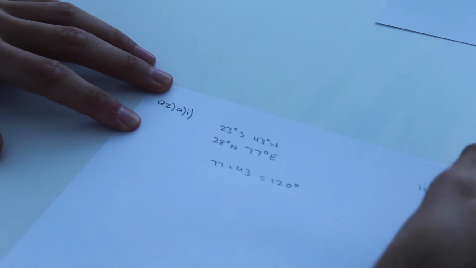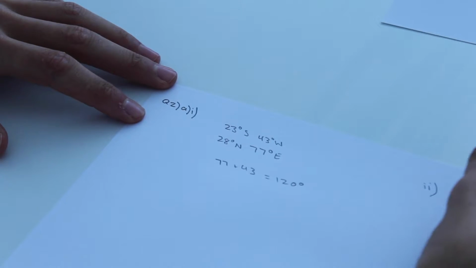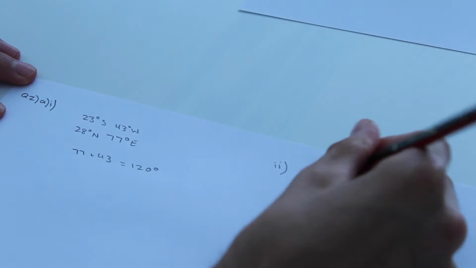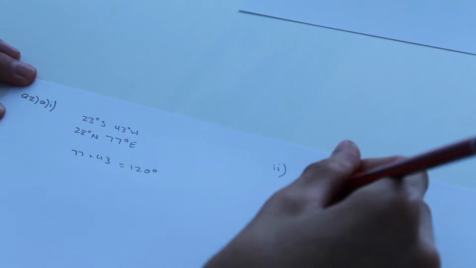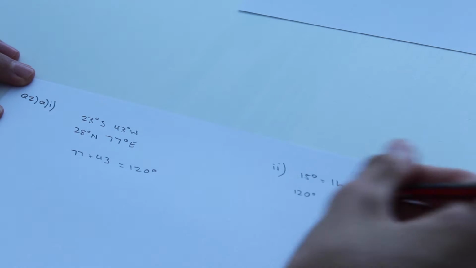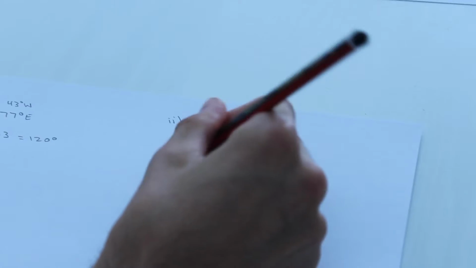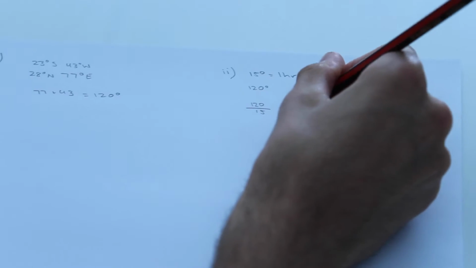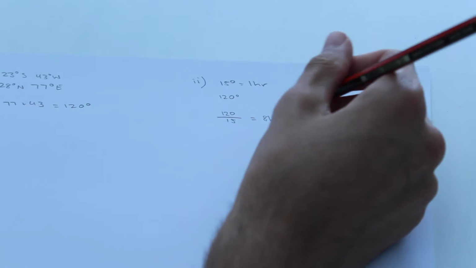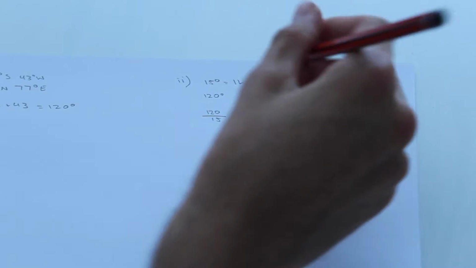Part 2 of the question asks us to determine the time difference in Rio and New Delhi. So in order to do that, we have to understand that 15 degrees is equal to 1 hour on the map, and 120 degrees is the difference between the two countries. So in order to work out our time difference, we have to do 120 over 15 degrees, which will give us 8 hours, which means that there's an 8-hour time difference between the two countries.